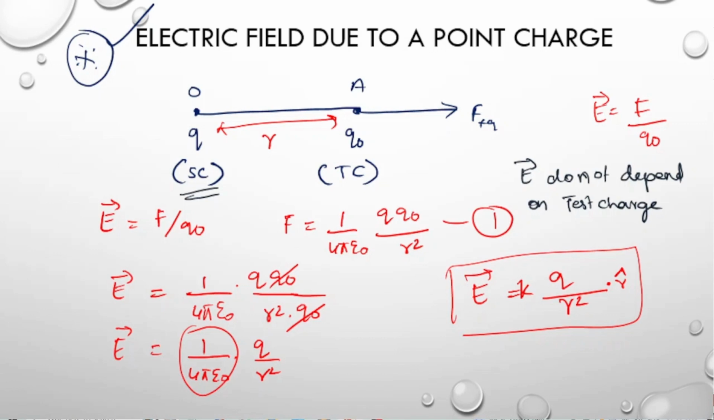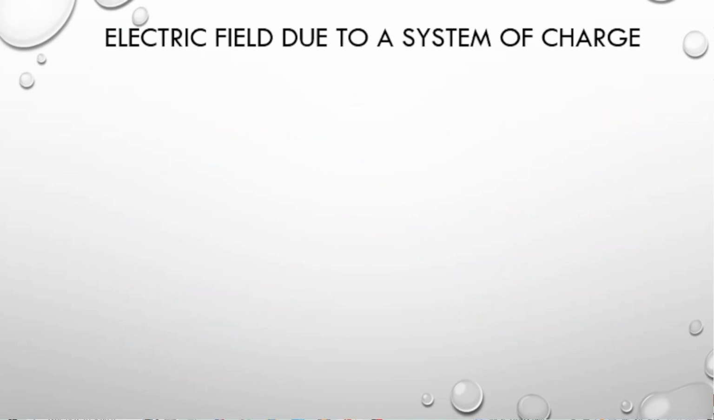Now moving on to the next, electric field due to a system of charges. So we have studied electric field only for a point charge, that means only one charge. System of charges means many charges we are going to study. So let me consider two axes. Adjust with me. Let this be the x-axis and this be the y-axis.